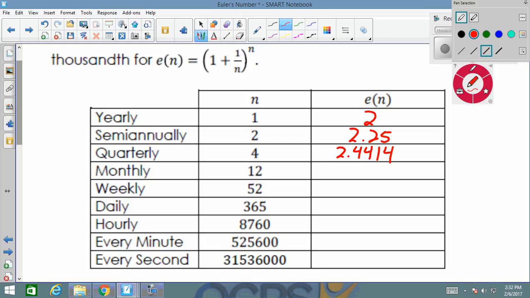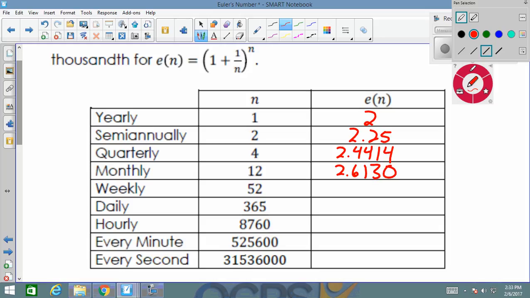Okay, now we're going to do monthly. So we're going to do 1 over 12 first. So 1 divided by 12 is 0.083. Add 1 to it. So 1 divided by 12 plus the 1 is 1.0833, and then to the 12th power is going to be 2.6130 roughly.